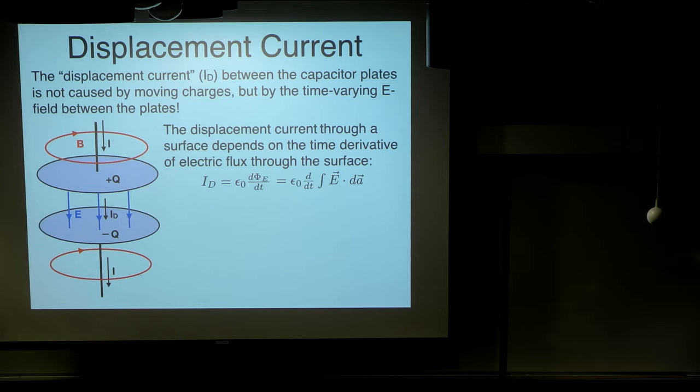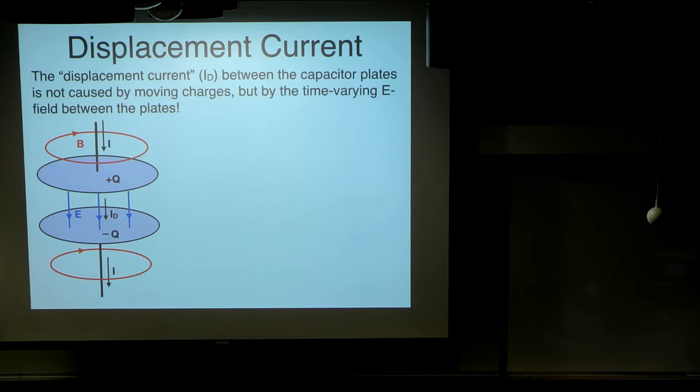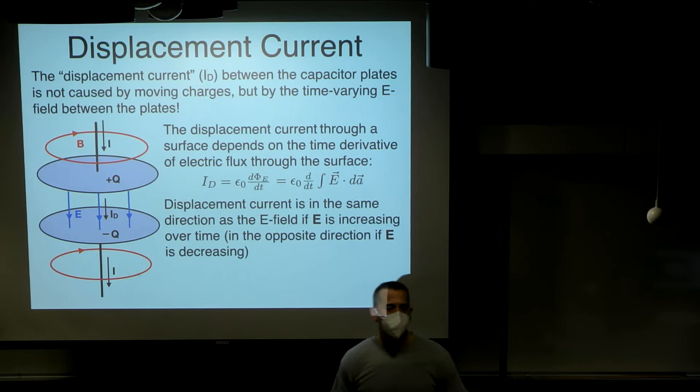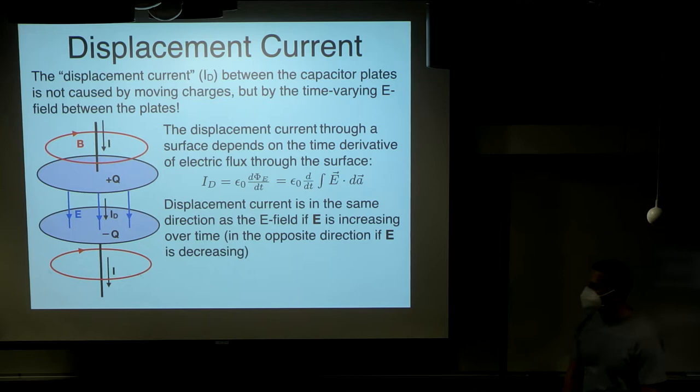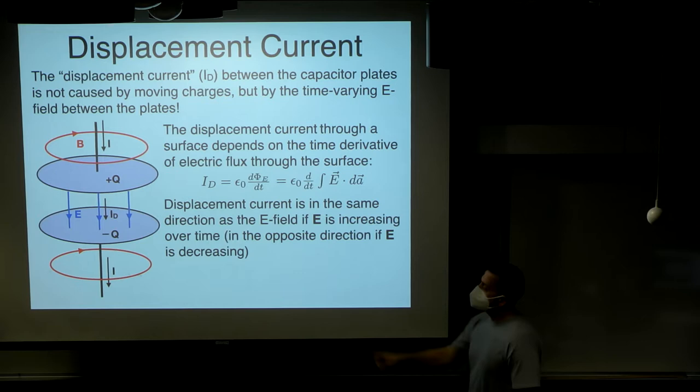Now, how should we think about this displacement current? Well, the displacement current has a direction to it, just like conventional current does, right? You know, in circuit diagrams, how we show a current maybe going clockwise or counterclockwise. It's the same deal for displacement current. There's a simple rule you can follow to just get the direction of the displacement current right in any given situation. Displacement current is in the same direction as the E field if E is increasing over time, okay?